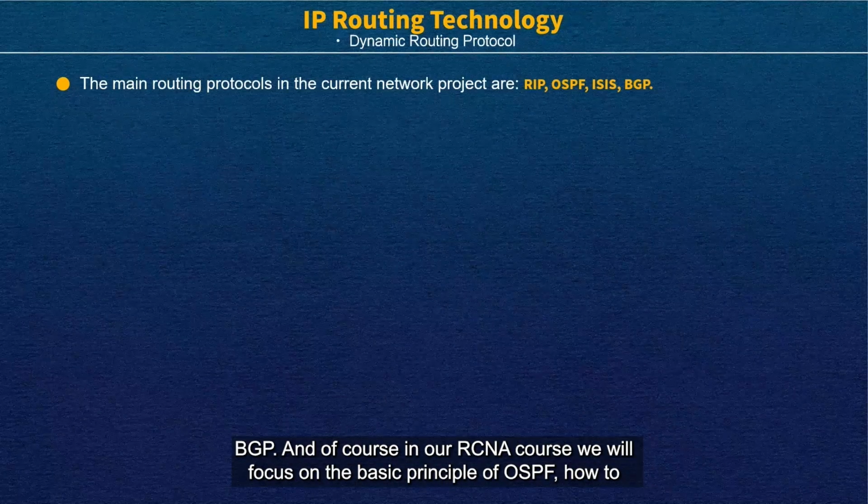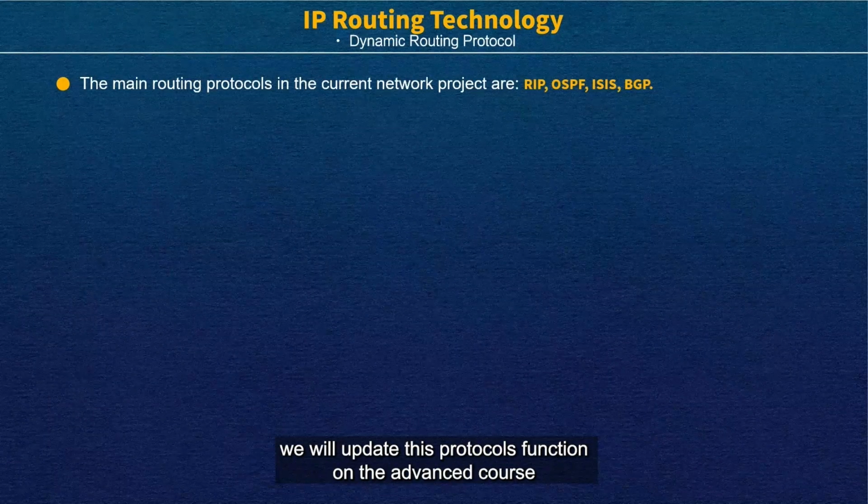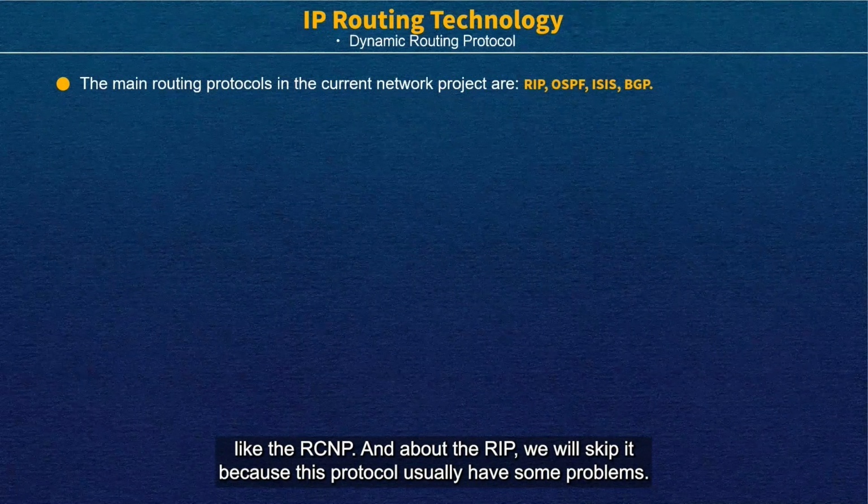BGP. And of course, in our RCNA course, we will focus on the basic principle of OSPF, how it works to get the dynamic routing information. And about IS-IS and BGP, maybe in the future we will update this protocol version function on the advanced levels, like the advanced course, the RCNP. And about RIP, we will skip it because this protocol usually has some problems.